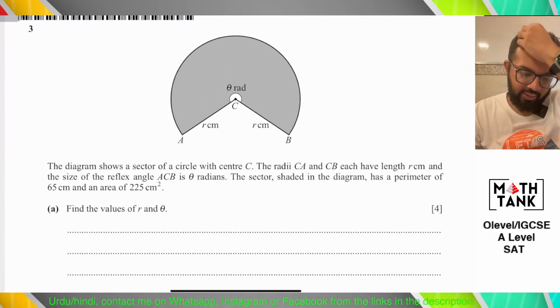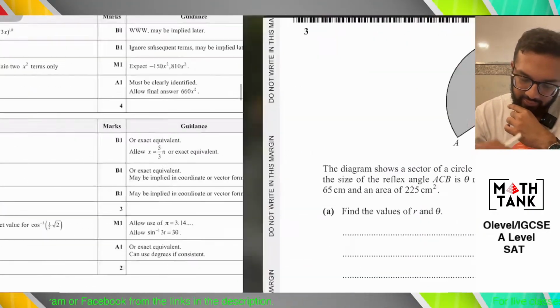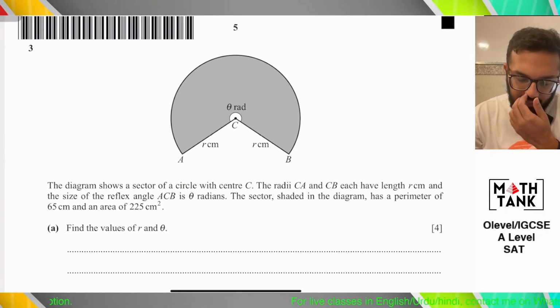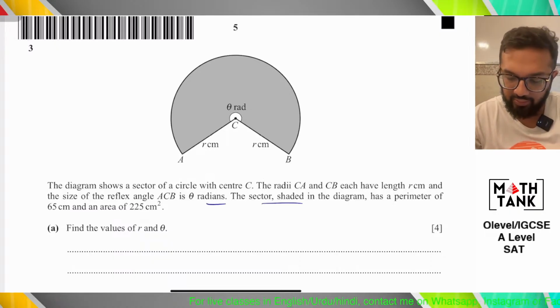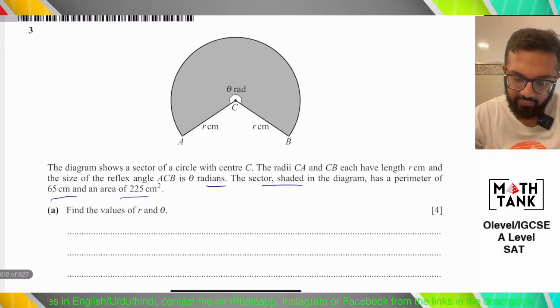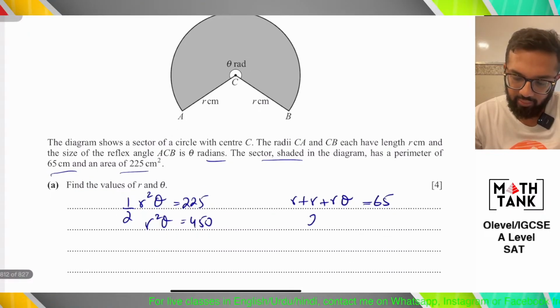Okay, question number 3. The diagram shows the sector of a circle with center C. The radius is CA and CB. CA and CB have length r centimeters and the size of the reflex angle ACB is equals to theta radians. The sector shaded in the diagram has a perimeter of 65 and an area of 225, find the values of r and theta. So half r square theta should equal to 225. R square theta should equal 450. Then the perimeter is r plus r plus r theta equals to 65. 2r plus r theta equals to 65.